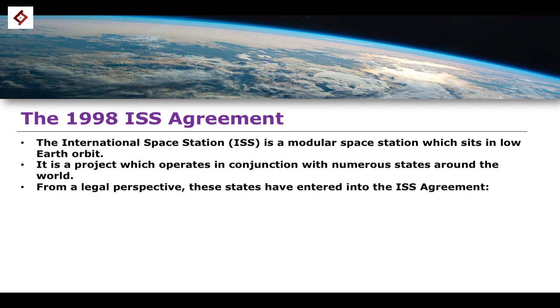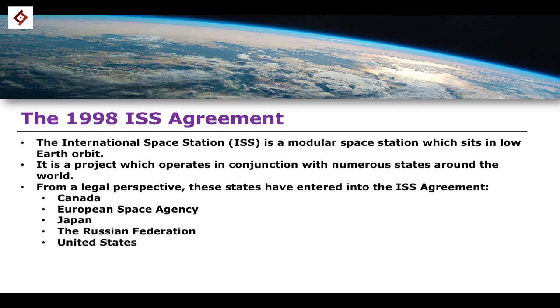And so from a legal perspective, each of these states that are part of this ISS agreement have established the ISS agreement itself. And these are Canada, the European Space Agency, which obviously includes a collection of European states, Japan, the Russian Federation, and the United States. These are all the members of the ISS agreement.